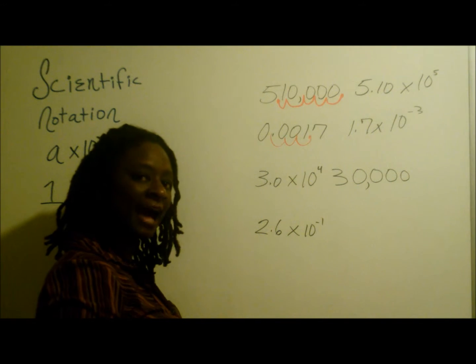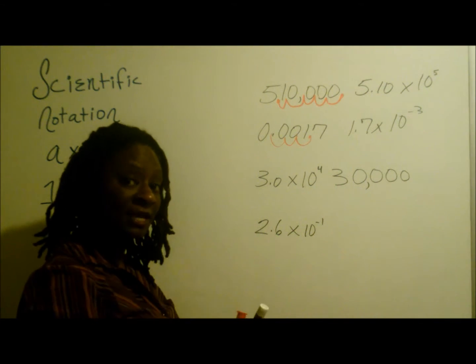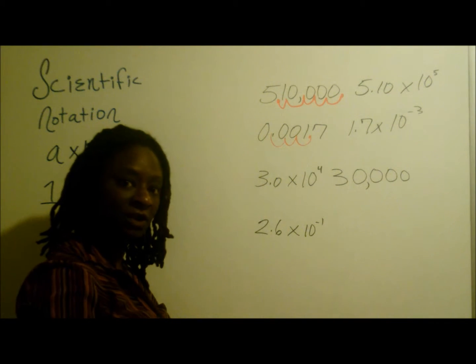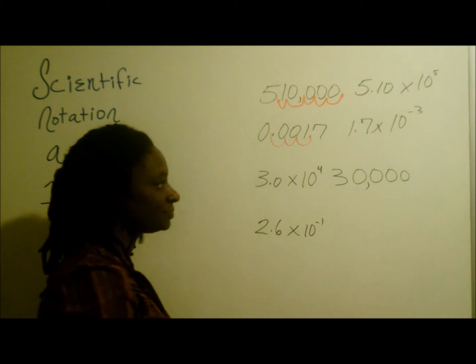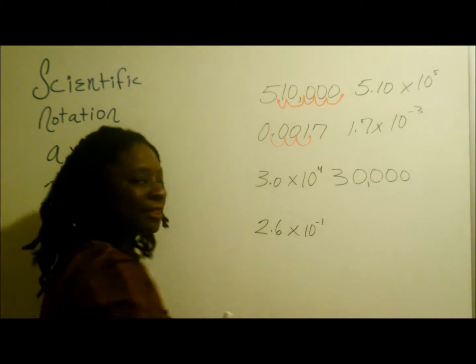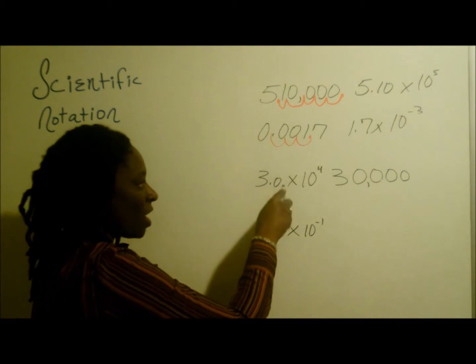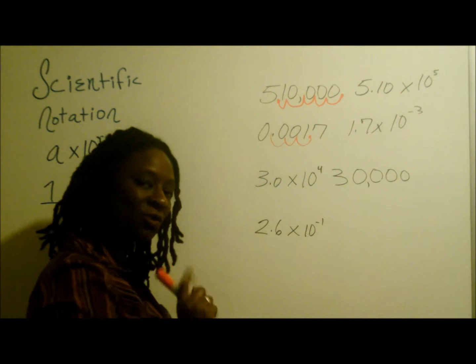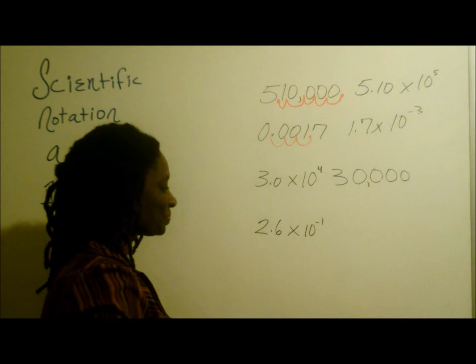That gives us 30,000. Now notice if I count back, I should get the same number in scientific notation. Let's see. 1, 2, 3, 4. That's right. 3.0 times 10 to the 4th power is 30,000. Great. Just one more to go.